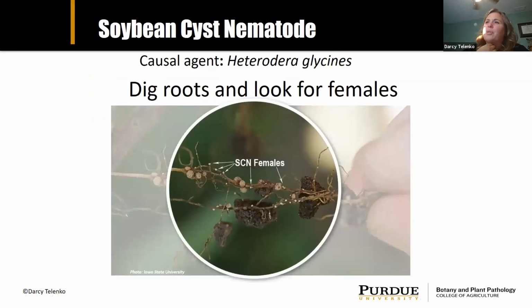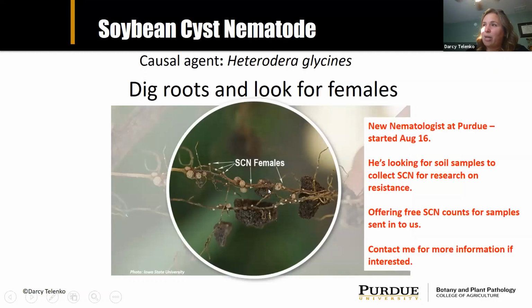I have another example here. So you need to dig the roots up and maybe look for those females that are feeding on the roots. The good news is we have a new nematologist. He started this week at Purdue. He is looking for soil samples. So I hope to get a note out, if not this week, next week, that he is offering free SCN counts for Indiana. So if we get samples sent in, we'll look at the counts of the females, and then we're also going to look at that resistance, and are we starting to lose resistance to a lot of our varieties out there. So again, just keep your ear to the ground, and we'll try to let you know.